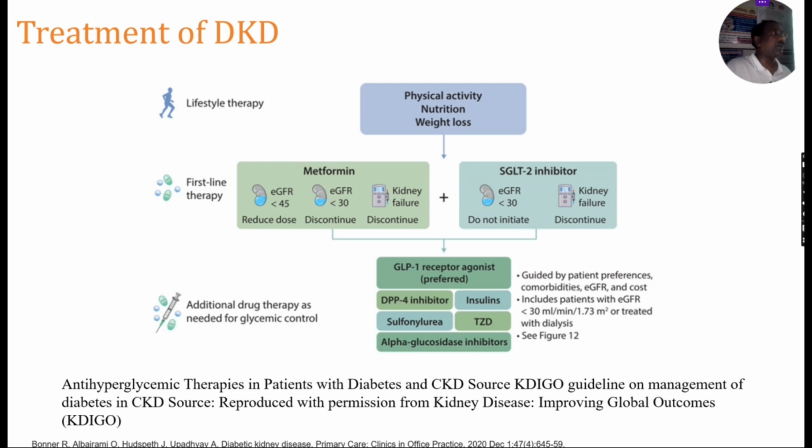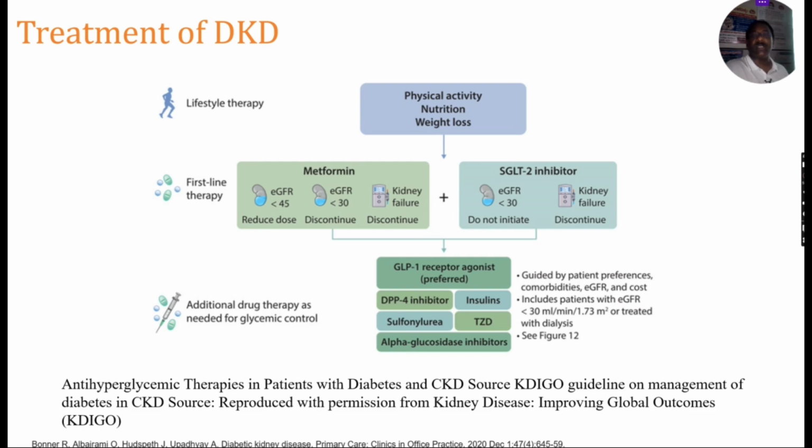Suppose he's getting 500 mg a day, you can continue. Suppose he's getting 1000 milligrams a day with GFR between 30 and 60, you can continue. Suppose the person is getting 2 grams a day, you have to reduce to 1000. If the person is getting 1500, again you have to reduce to maybe 1000 or 850 or 500. So accordingly you can divide it. That is the reduced dose, discontinue.